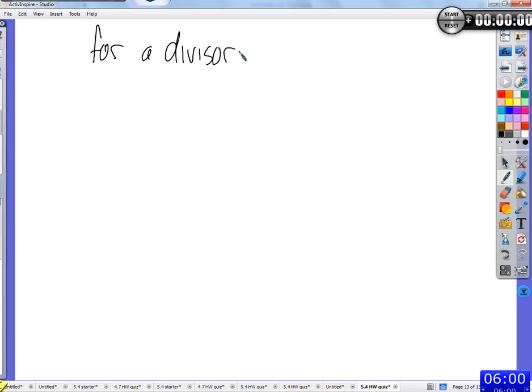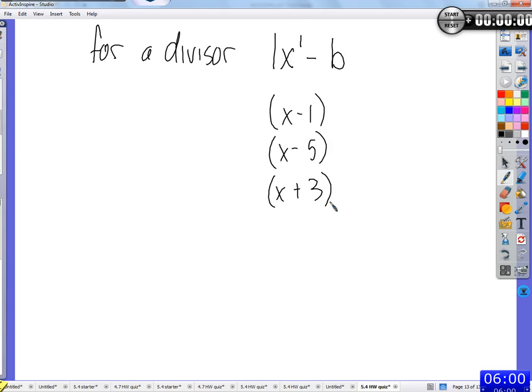For a divisor that looks like this, 1 times x to the first minus whatever, it doesn't matter, let's say p. Let me give you some examples. X minus 1, x minus 5, x plus 3, isn't that x minus negative 3? X plus 3, x plus 7, x minus 108. Okay. All of these are like that.